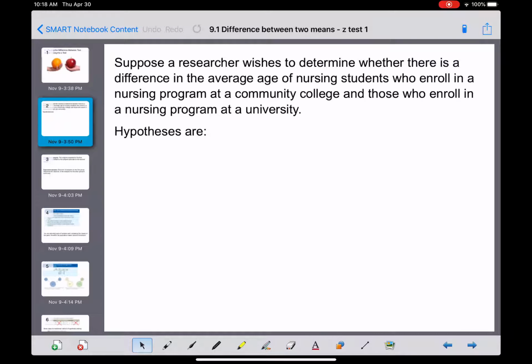Okay, so suppose a researcher wishes to determine whether there is a difference in the average age of nursing students who enroll in a nursing program at a community college and those who enroll at a nursing program at a university. So here they're not interested in what the actual age is. They just want to know if there is a difference. So the hypotheses would be H naught and H1. So H naught is mu1 equals mu2. So the means of the two groups are equal is the assumption, and then we're trying to see if they're actually different.